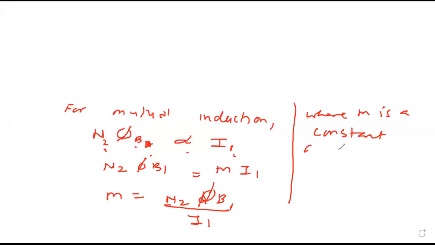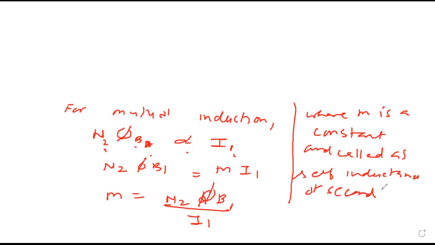and called the mutual inductance of the second coil, that is the secondary coil, second coil with respect to first. Write this much. So we can say this is M of second with respect to first. That is N2 flux of first one divided by I1.